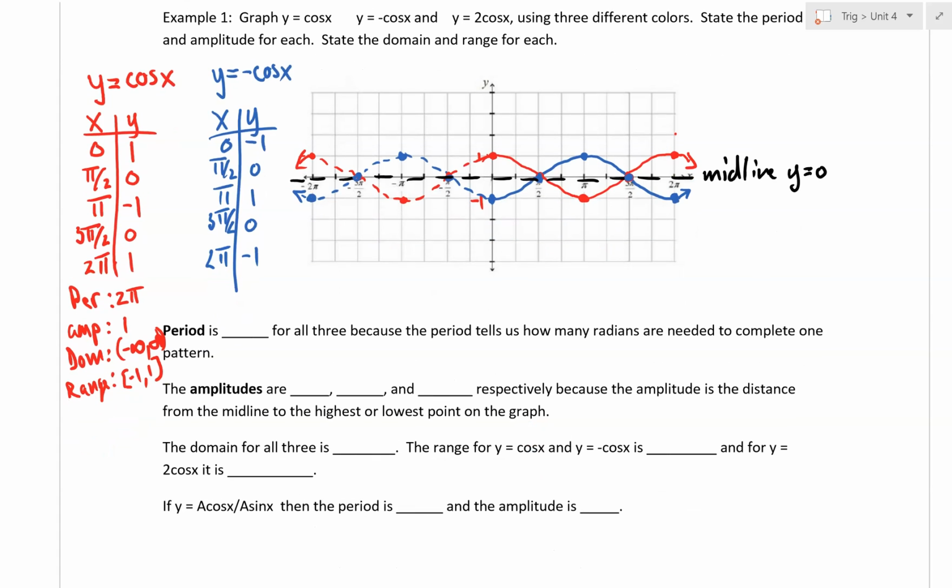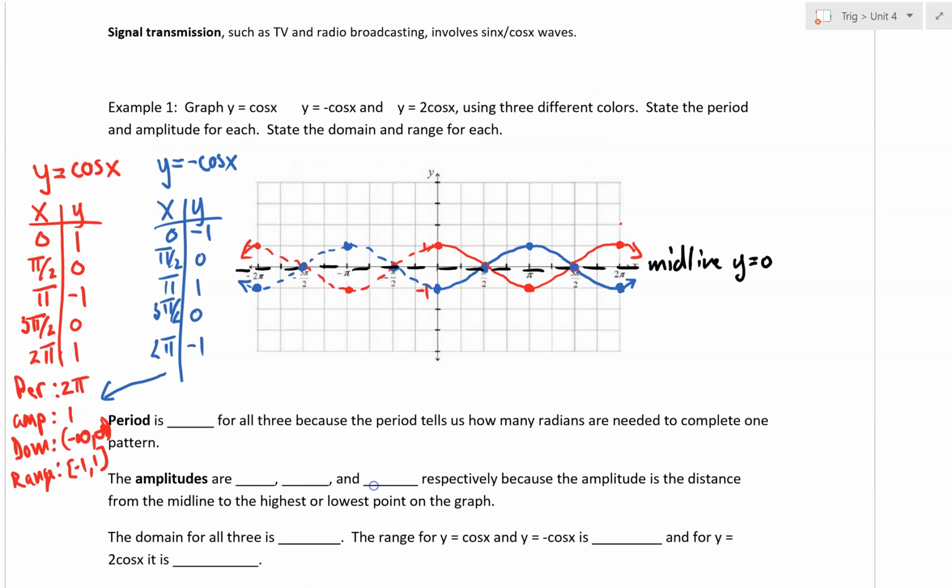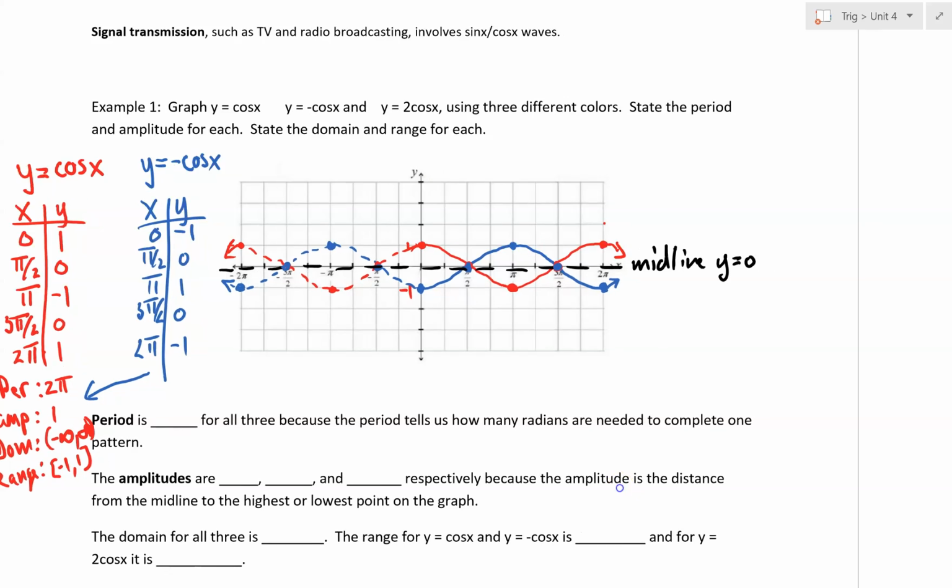Now they're asking you for the same things here. What is the period, the amplitude, the domain, and the range? Well, the only thing that happened was we just flipped the picture over. It's the same for all of those. Those didn't change. Keep in mind as well that that value out in front, that was negative. That's like your a value in a normal function, and your a value reflects across the x-axis. That's exactly what happened here.